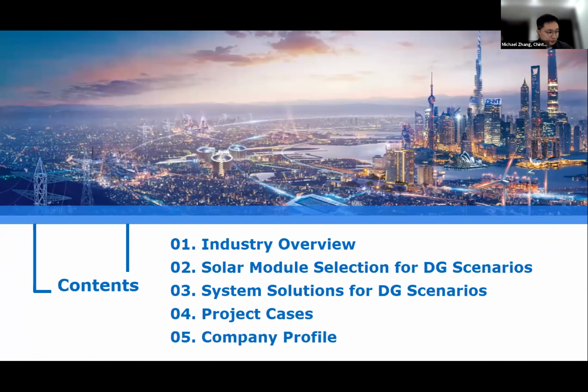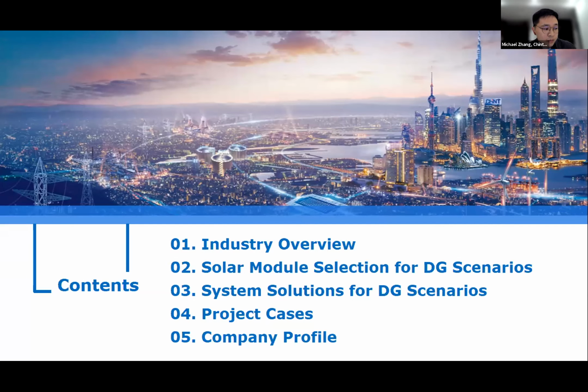My speech consists of 5 major parts. The first one is the industry overview, where we will go through the background and the development of solar energy in the world and in China. The second part is the selection of solar module for distributed generation scenarios, as we know that the requirements for a solar module on the rooftop are quite different from what we need for utility-scale solar plants.